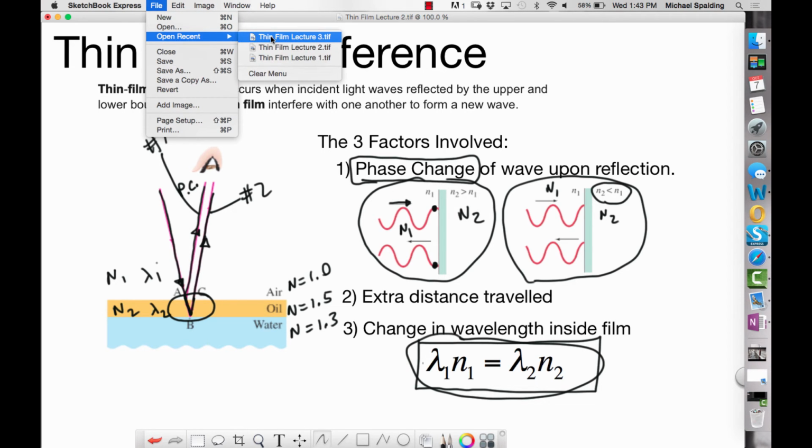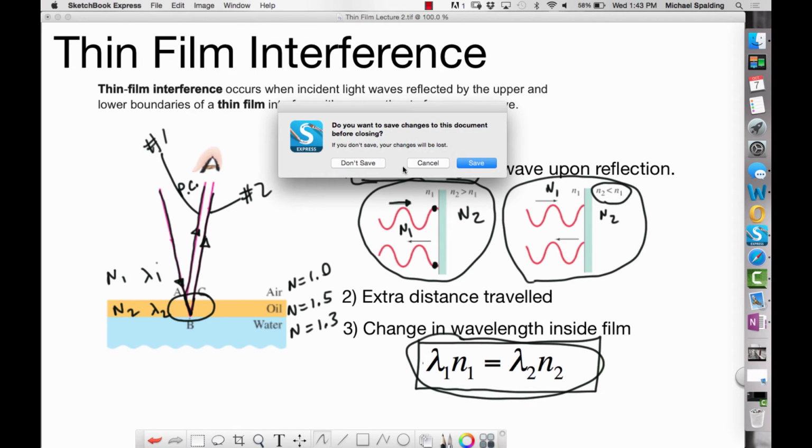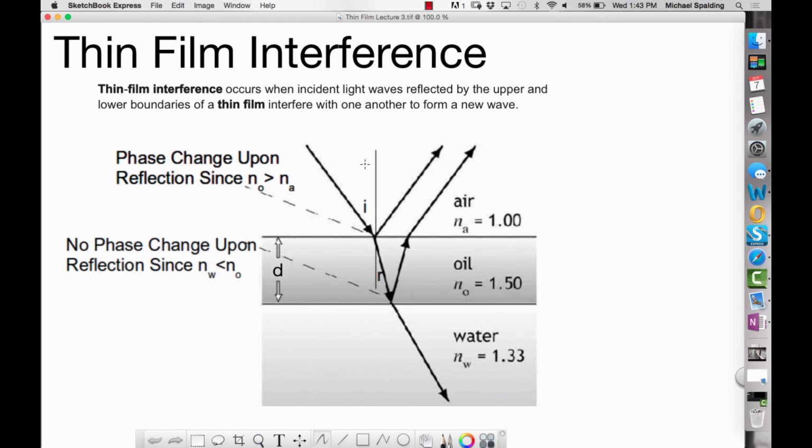This last screen is going to make it come together, hopefully. Okay, so we're looking at a diagram of what happens. Here comes this incident ray. This incident ray strikes the boundary between air and oil. The rule for phase change is if the incident ray strikes a boundary that has a higher index of refraction, there's going to be a phase change. So will there be a phase change for this ray?